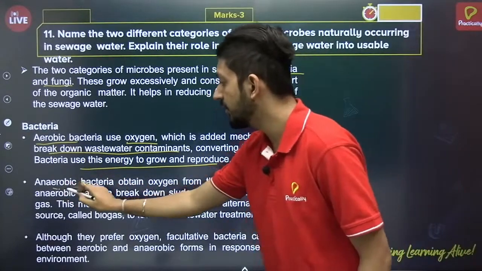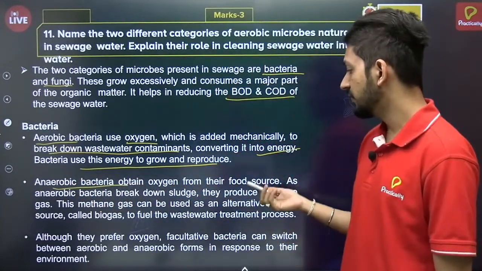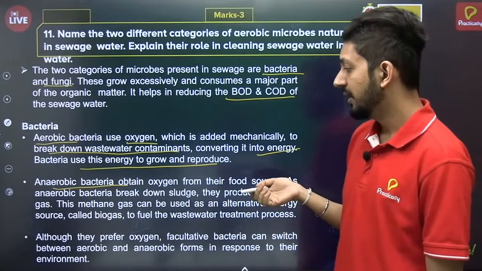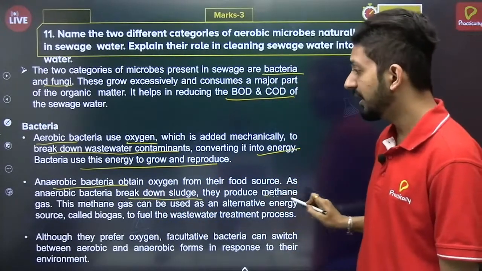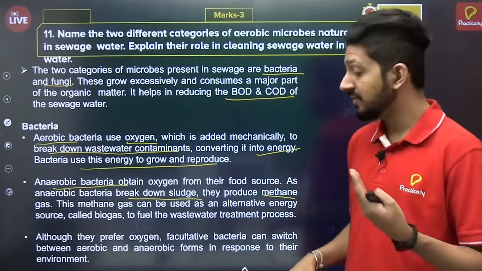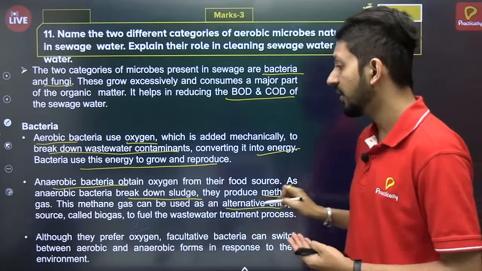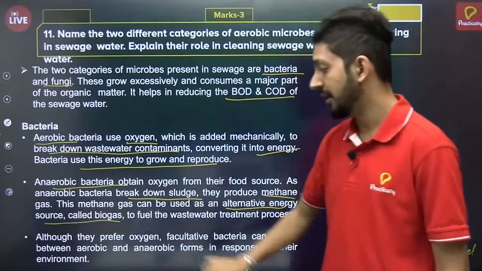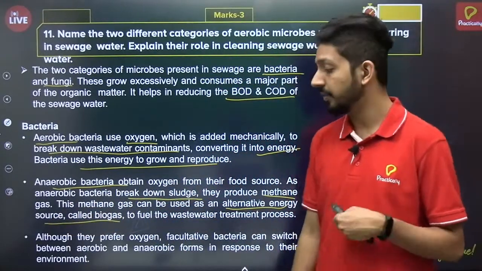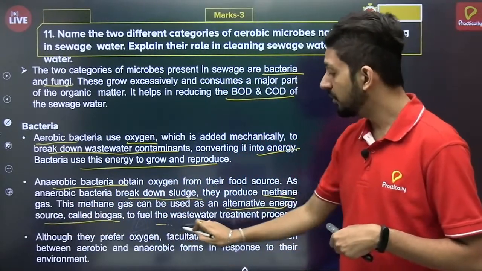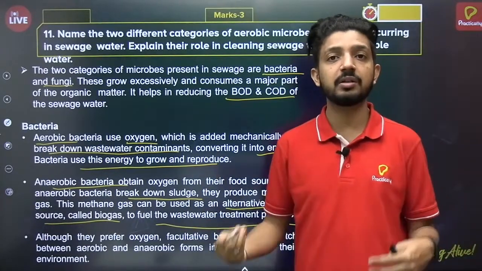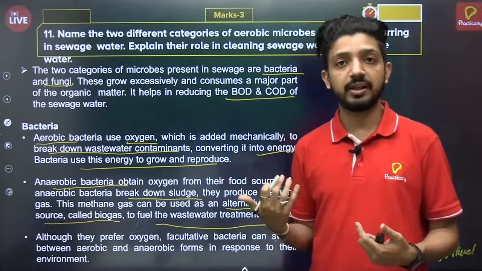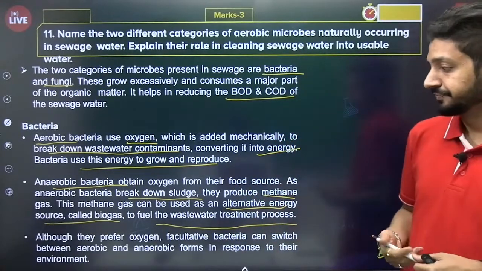And anaerobic bacteria obtain oxygen from their food source. As anaerobic bacteria break down sludge, they produce methane gas. And this methane gas can be used as an alternative energy source in biogas, since methane is one of the components of biogas, to fuel the wastewater treatment process. So it's like a self-sufficient process. That same methane can be used to fuel it, so that the system can get energy.